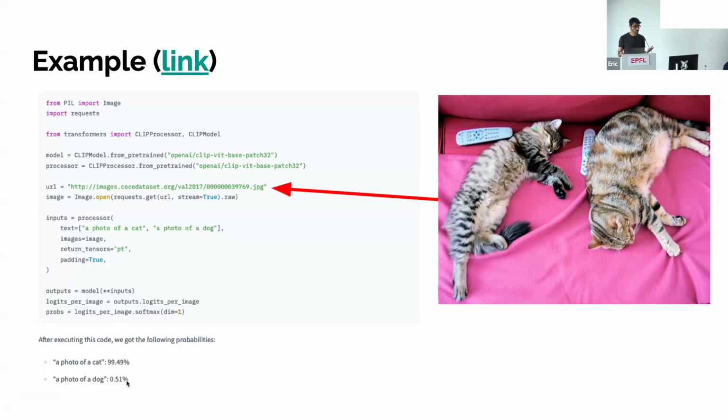The reason it's zero-shot is because there's no training involved here. We're using these pre-trained encoders to match these inputs from different modalities. Any questions on that?